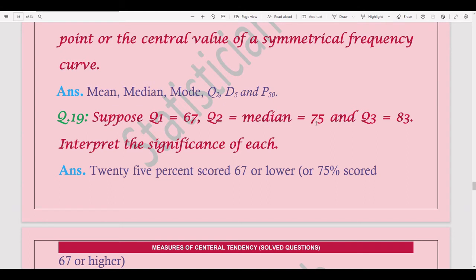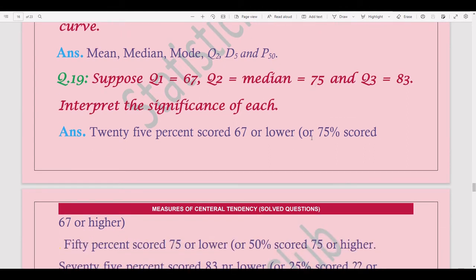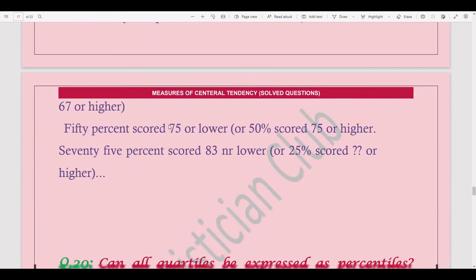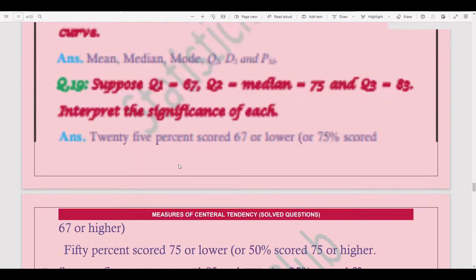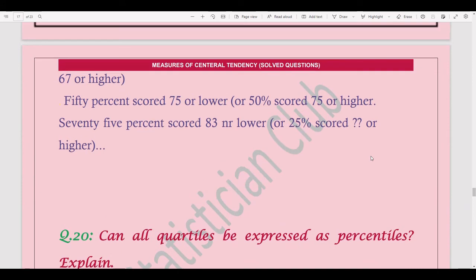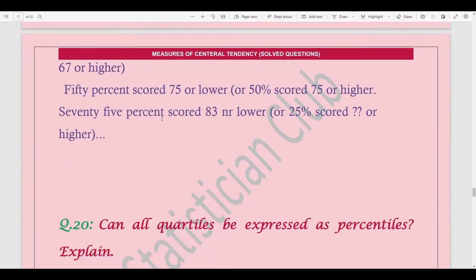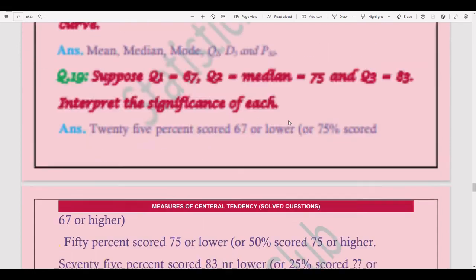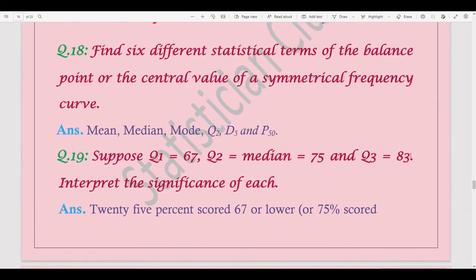Q2 is equal to 75. It means 50% of scores are 75 or lower. Then the third quartile is 83: 75% of scores are 83 and lower, and 25% of scores are above 83, meaning they lie from position 76 to 100.